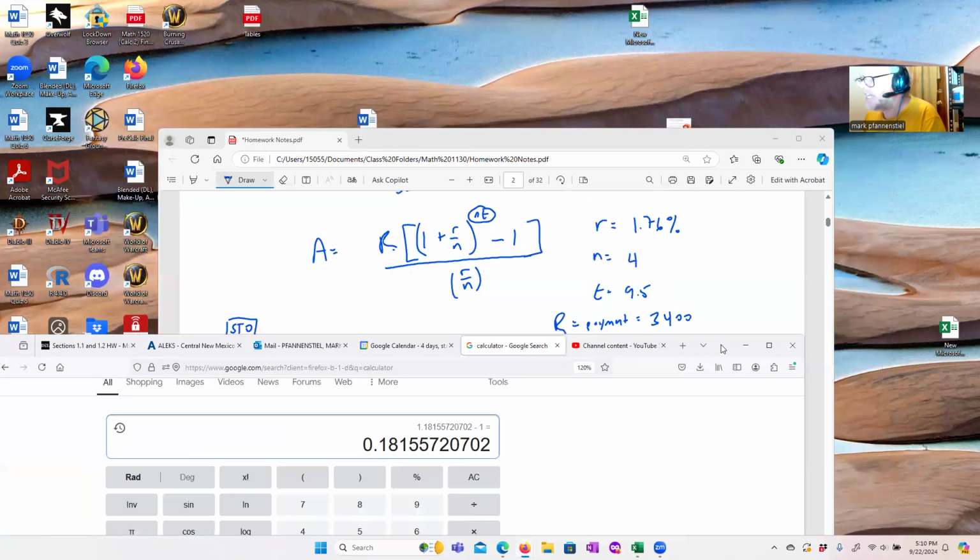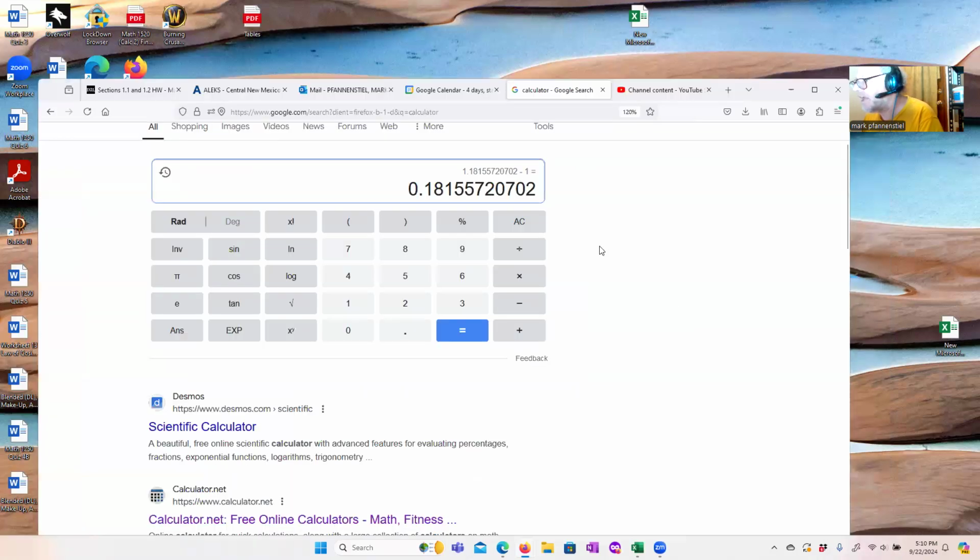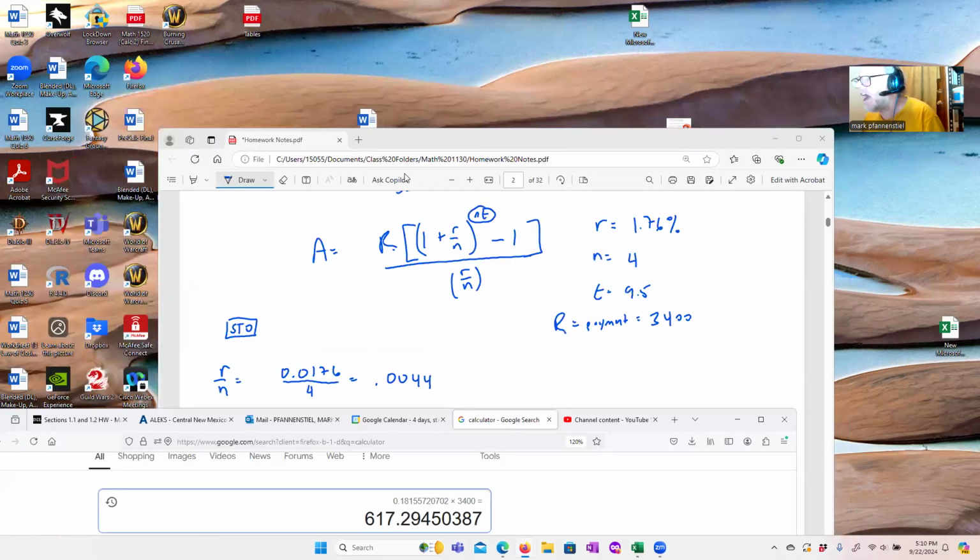Okay, multiplication and division are on the same level. So what we're going to do next is multiply this by the payment. The payment was $3,400. So we're just going to say times $3,400. Okay, hooray, 617.29, etc. So that's what we have for that spot. You could write this number down. That's fine. That's the whole top.